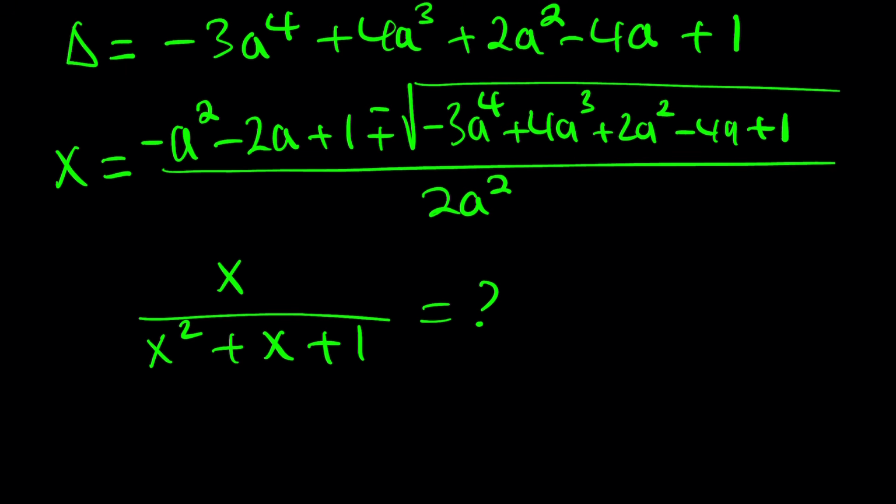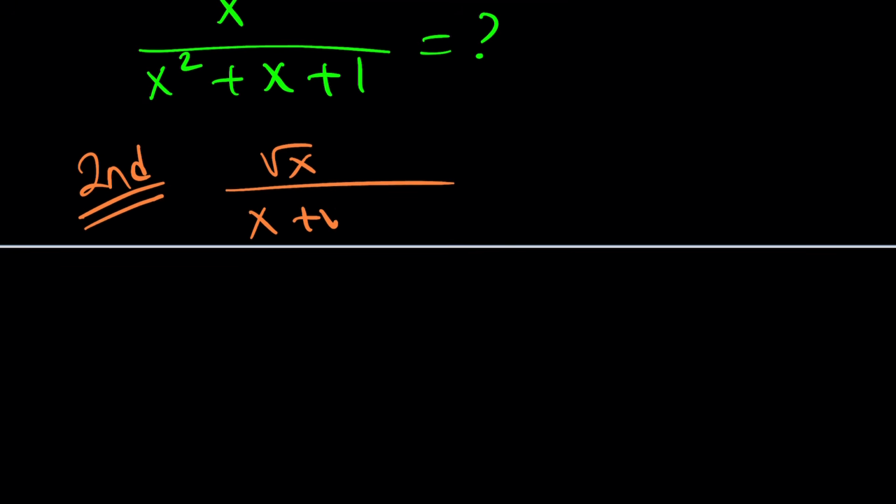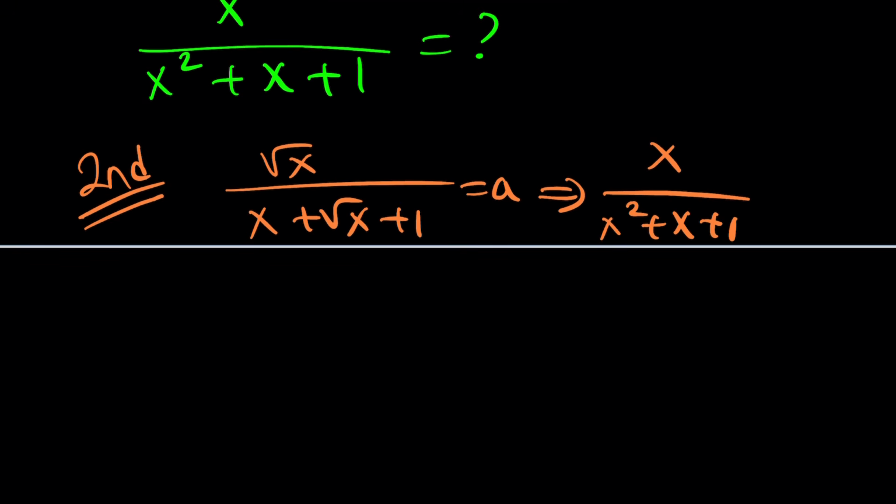Okay, here's the second method, a lot simpler, but let me know what you think. The question was: the square root of x divided by x plus the square root of x plus 1 is equal to a. And we're trying to solve for x divided by x squared plus x plus 1 in terms of a. So that's the problem. Let's see if we can solve it in a much nicer way.